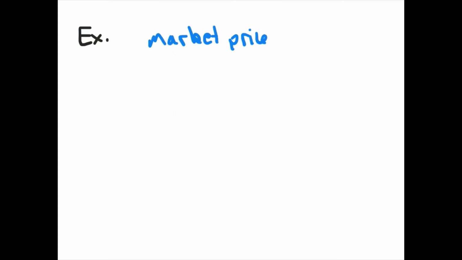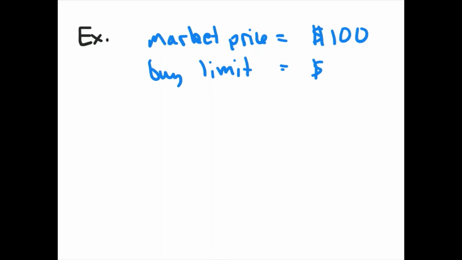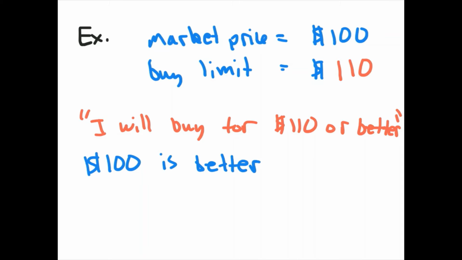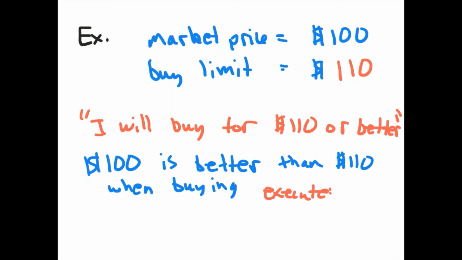Now, another example for you when buying, if the market price is $100 and we do a buy limit at $90, we're waiting for the market price to drop to $90 before it'll execute, because it has to be $90 or better, or less. And instead of $90, let's say we did a limit at $110, then that means we're saying to the market, I will buy for $110 or better. And $100 is better than $110 because it's less. So this order will execute immediately at $100.